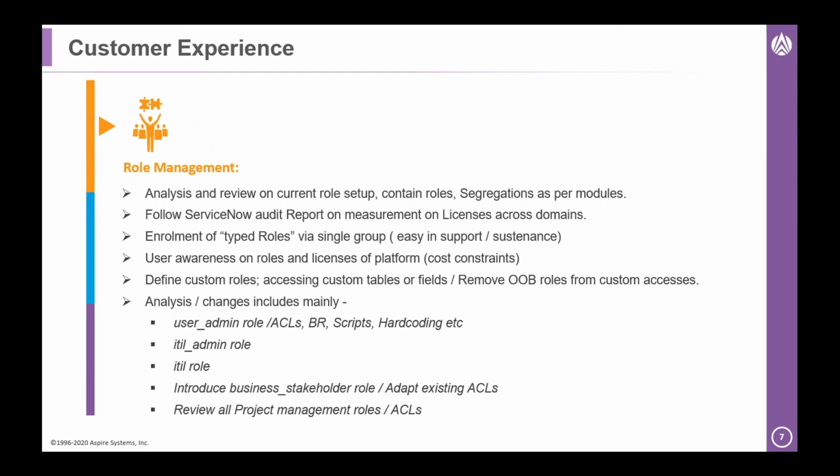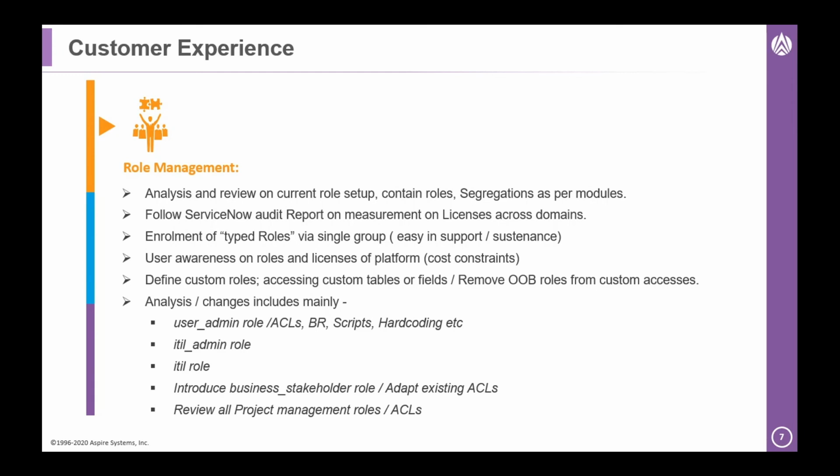User awareness about the roles and licenses on the platform. It is a very key point to make all those group managers informed about the cost of the licenses, so that they can be conscious while assigning group memberships or making a user part of their group and asking for roles for that.